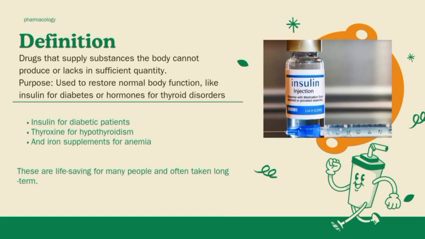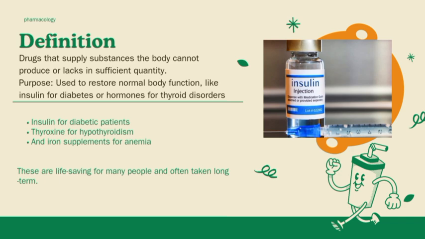These are used when the body is missing a natural substance that it needs to function properly. These drugs help replace or supplement that missing element. A well-known example is insulin, which is essential for people with diabetes. In diabetics, the body doesn't produce enough insulin, which helps control blood sugar. So, insulin injections are used as a replacement to keep blood glucose levels balanced.